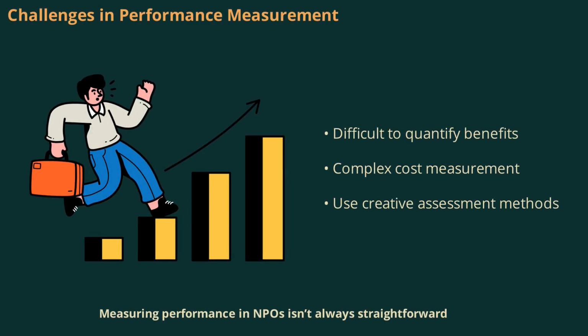Measuring performance in NPO isn't always straightforward. One major challenge is quantifying the benefits of their activity, especially when the impact is behavioral or long-term. For example, the value of providing free education or affordable housing can be difficult to express in monetary terms. Additionally, some costs, like social or environmental impact, are hard to measure. These complexities require NPO to use creative approaches and relative values to assess them.